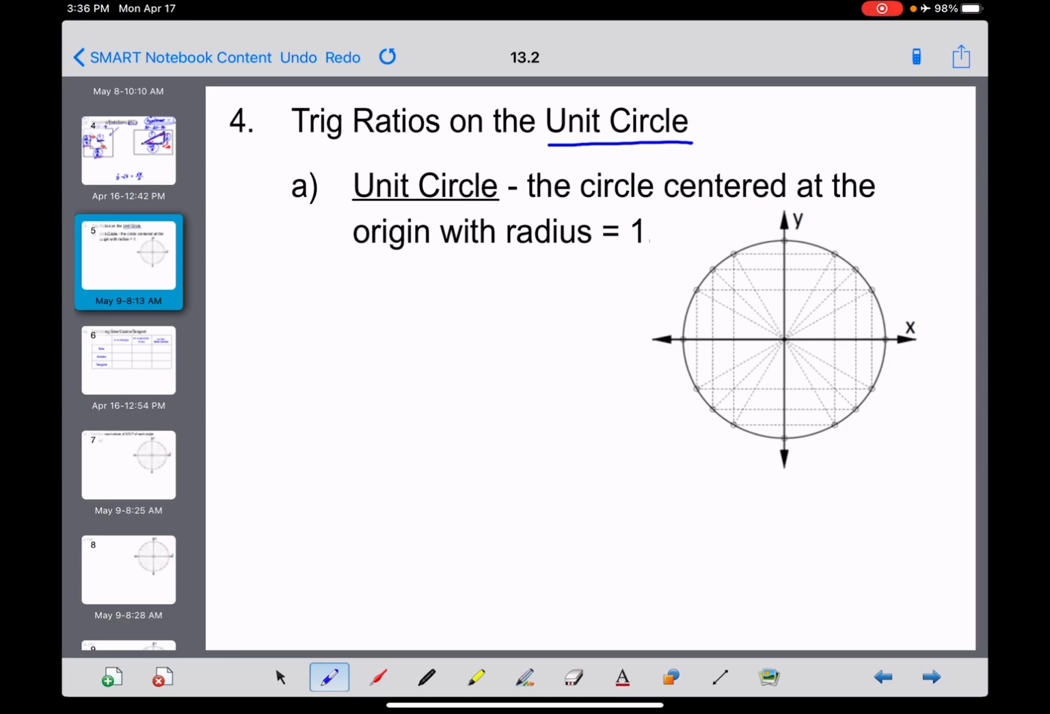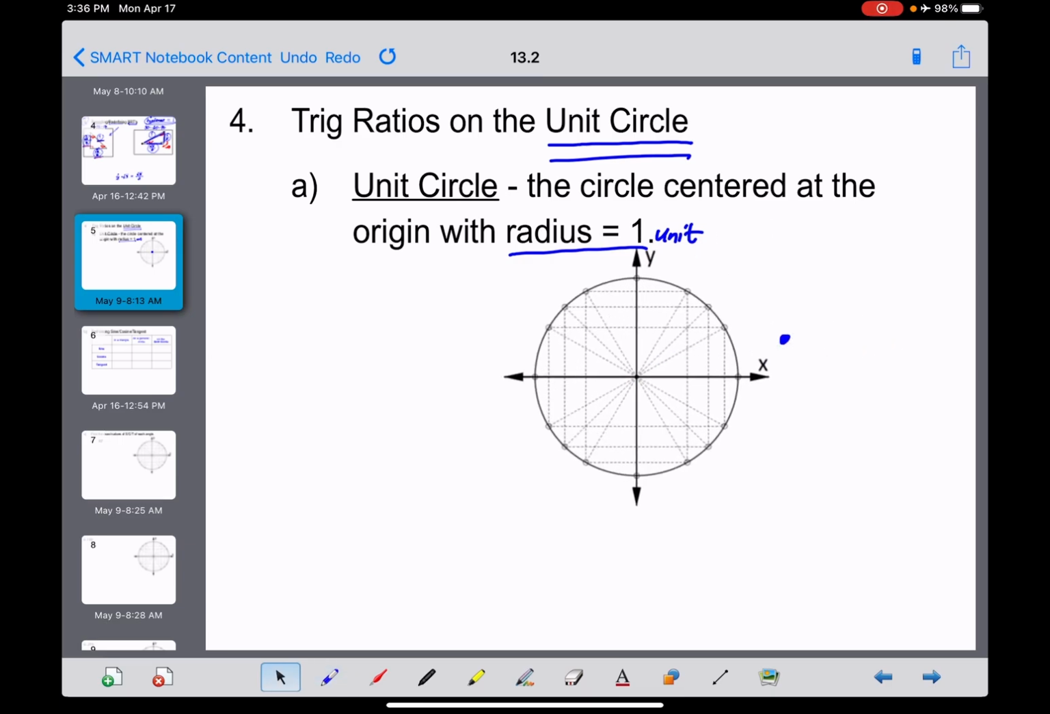A unit circle centered at the origin. So this point right here is right where the x and the y-axes intersect, and that's the center of your circle, and the radius is equal to 1. 1 what? 1 unit. Doesn't matter whether we're talking about inches, centimeters, miles, feet, kilometers, whatever. So a radius of 1 unit means that we're dealing with a unit circle.